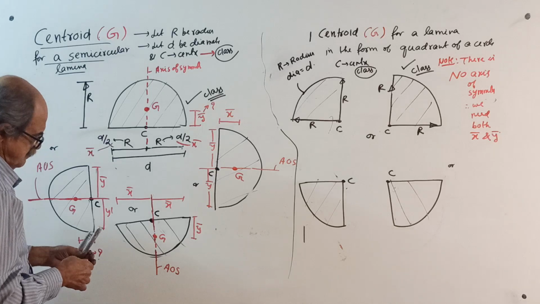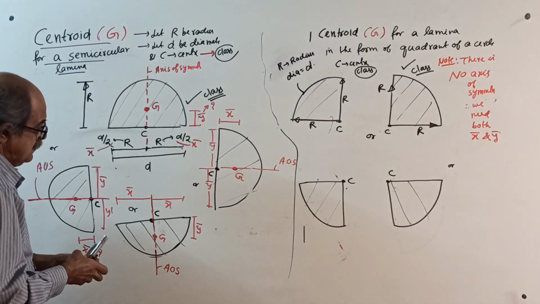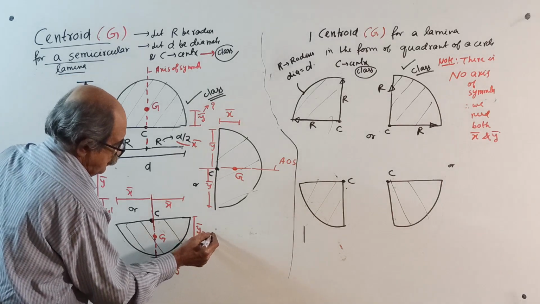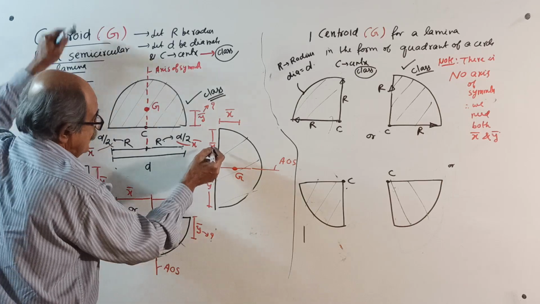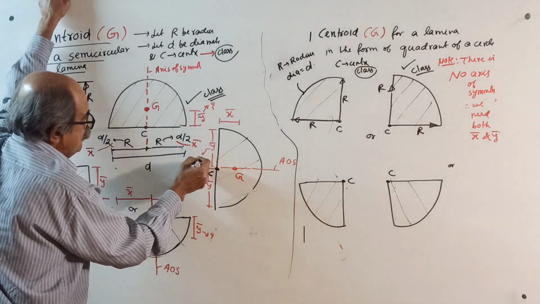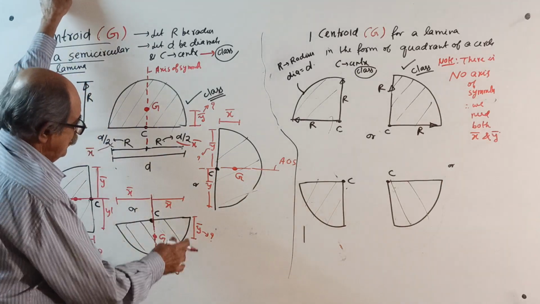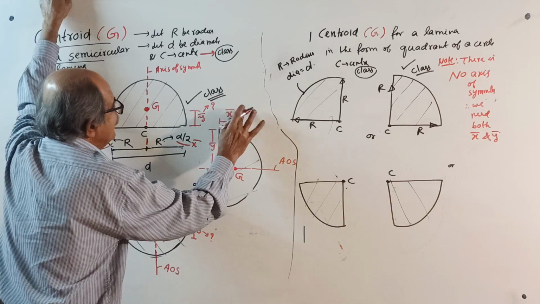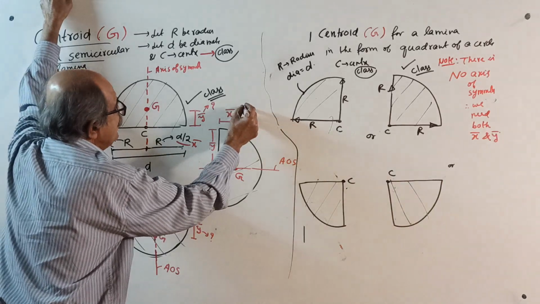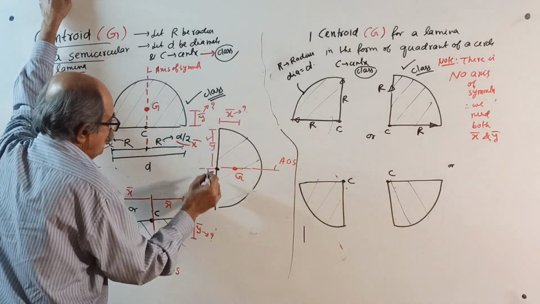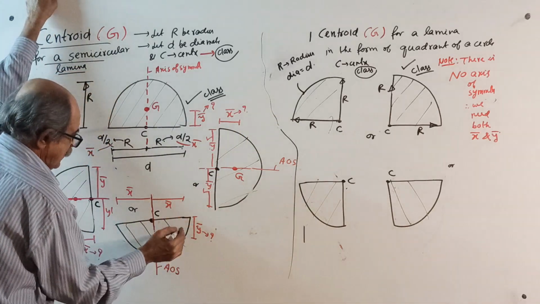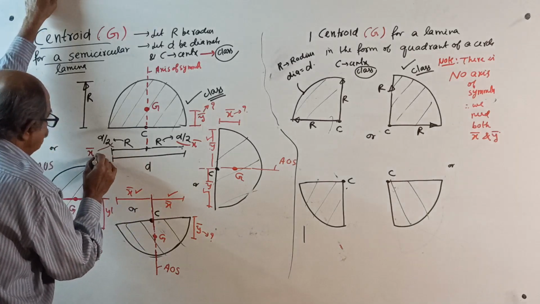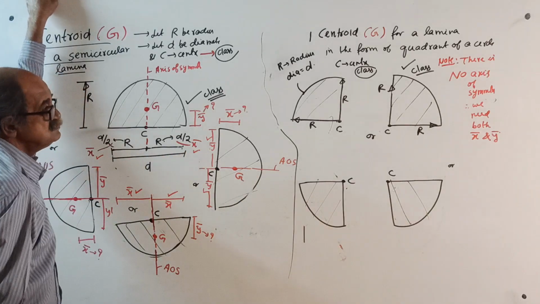This x bar you have to calculate. Here, this y bar you have to calculate. This is not this y bar, otherwise y bar is known. X bar you have to calculate. Y bar is known. X bar is known.